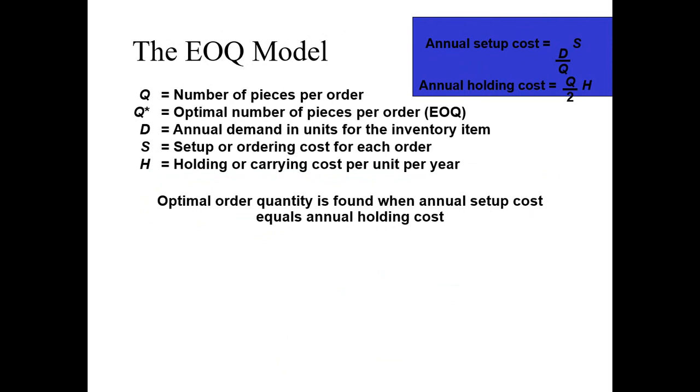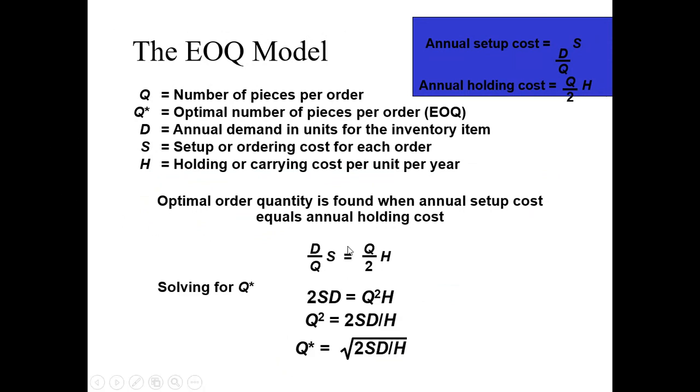So this is one method. The second method is that we try to equate these two costs, because one is an increasing cost and the other one is a decreasing cost. So we try to balance these two equations. This part is the ordering cost and this is the holding cost. If you equate these two equations, we can get what we call the optimum value.